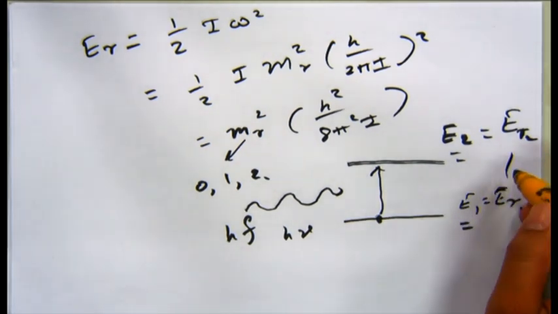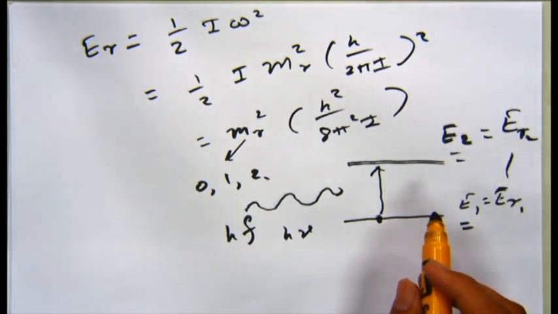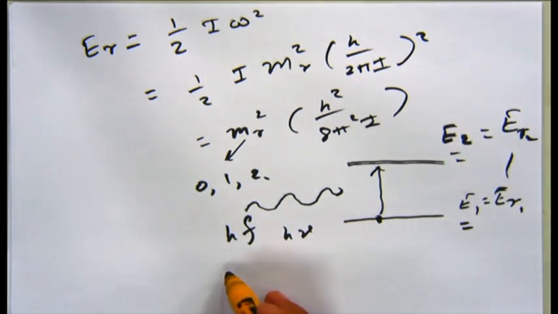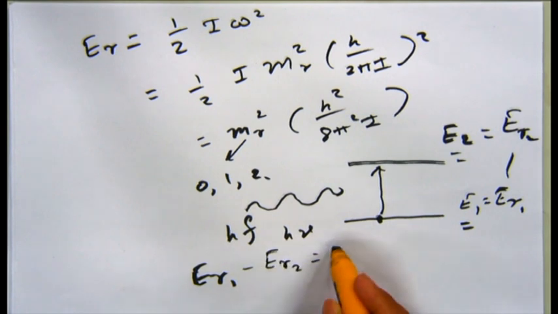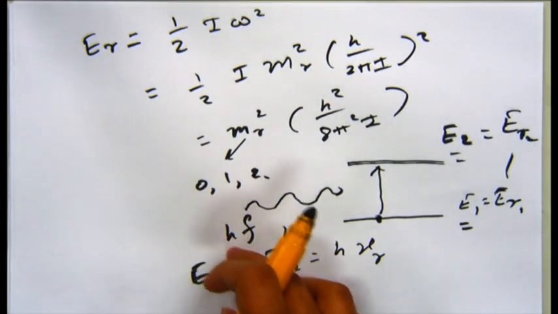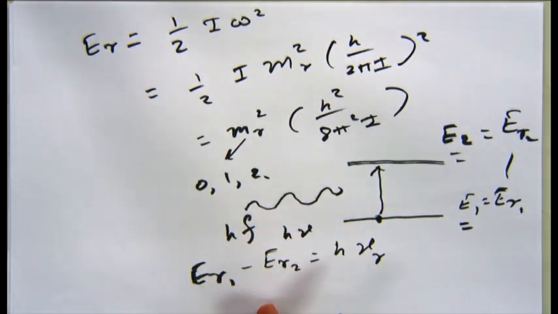So if we are getting the difference between the rotational energy 1 and the rotational energy 2, then this situation is the interaction between matter and energy. This is the basic interaction, and from this interaction we can write that ER1 minus ER2 is equal to hνR. So the difference between two rotational energy levels can be represented as an energy hνR.